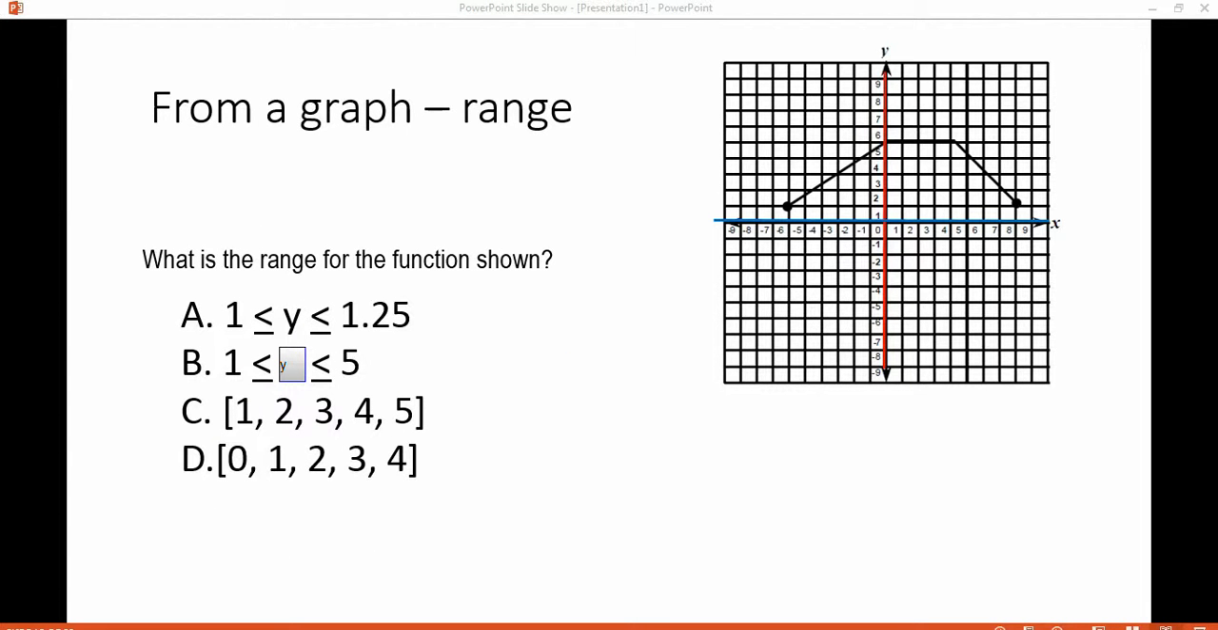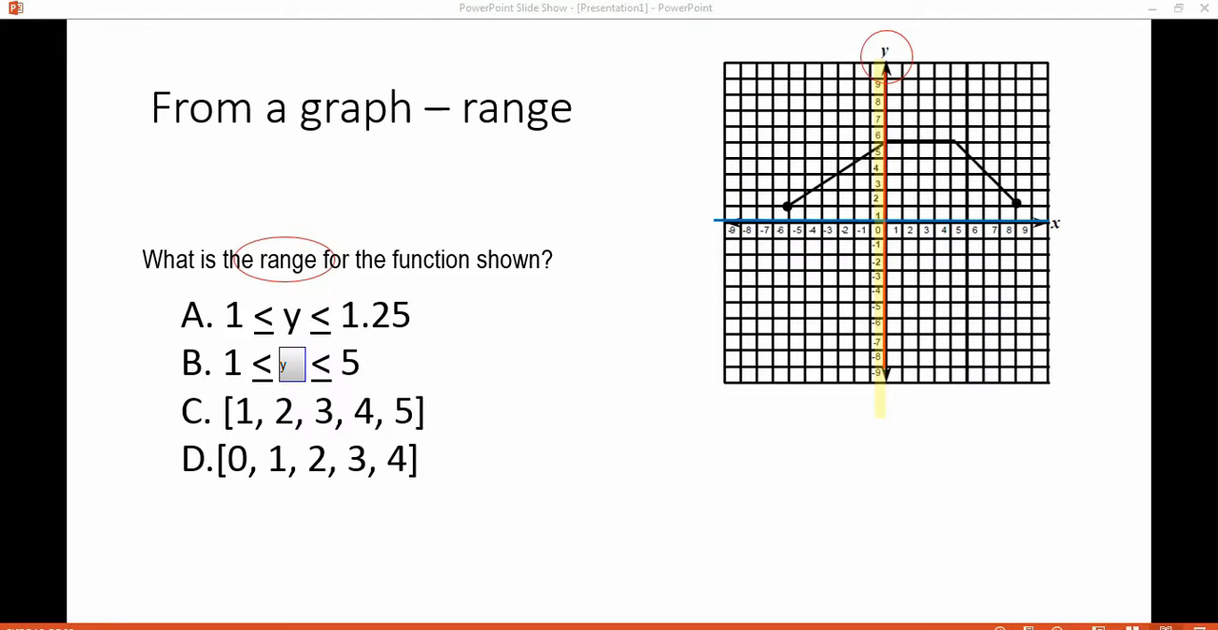From a graph, I'm going to find the range in a similar way that I found domain. Only this time, because I'm looking for the range, I'm going to be looking at the numbers on my y-axis. Notice I highlighted the numbers on my y-axis, so that way I don't get confused and start writing down these numbers. If you don't have a highlighter, you can circle the numbers on your y-axis.